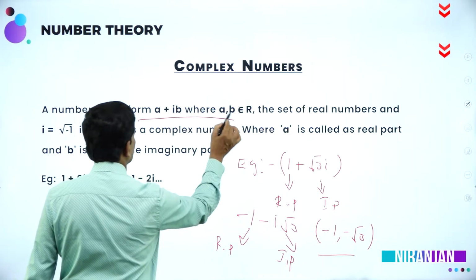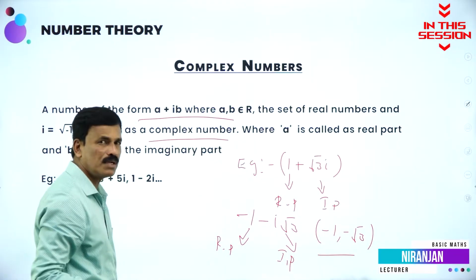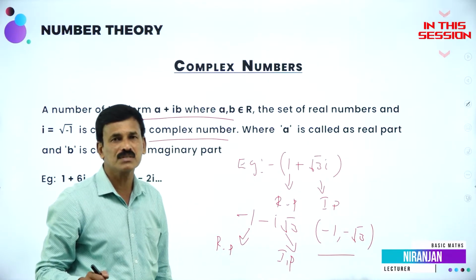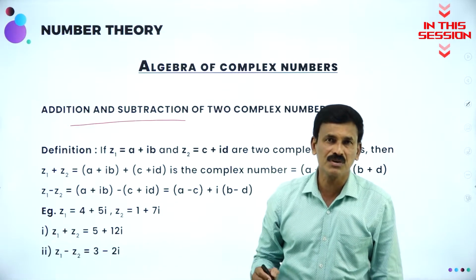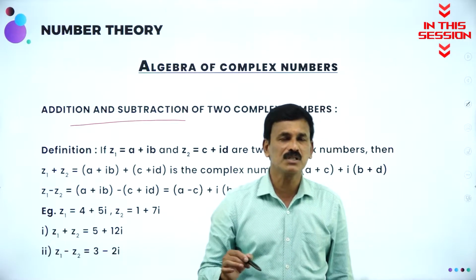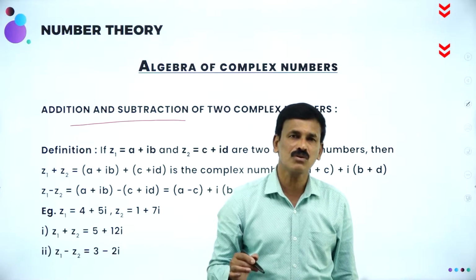Any number of the form a plus ib is called a complex number, where a and b are real numbers and i is equal to root of minus 1, an imaginary number. In algebra of complex numbers, we are going to study addition of complex numbers, subtraction of complex numbers, multiplication and division of complex numbers.